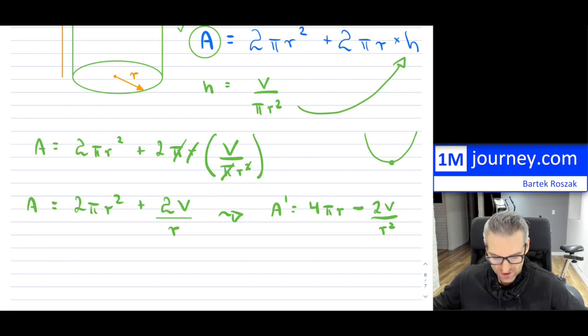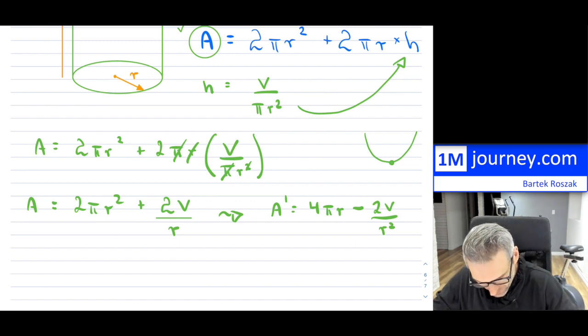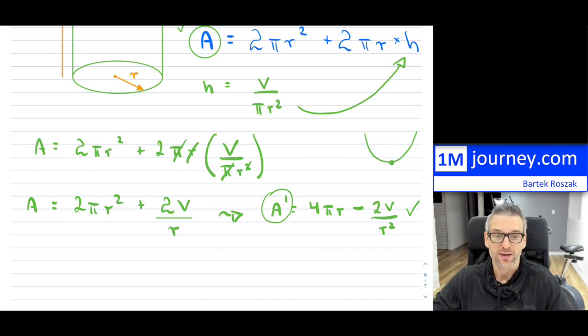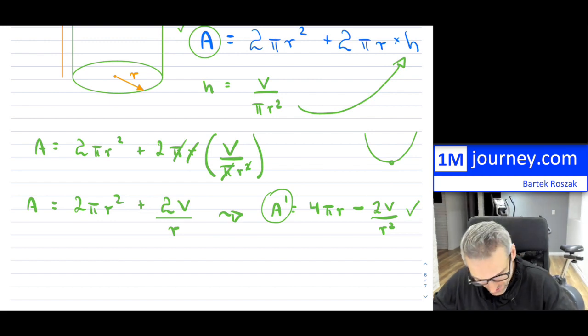All right, so let's take a look at what happens. Now I'm just going to take this first and massage this particular equation a little bit, set it to 0, and then isolate and solve for r. All right, so I'll do that next.